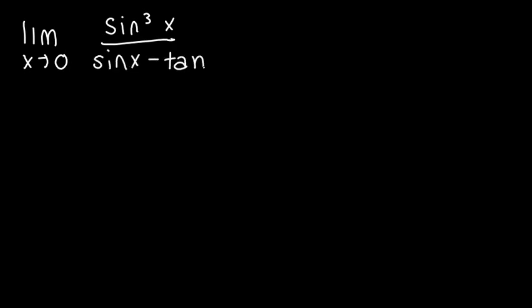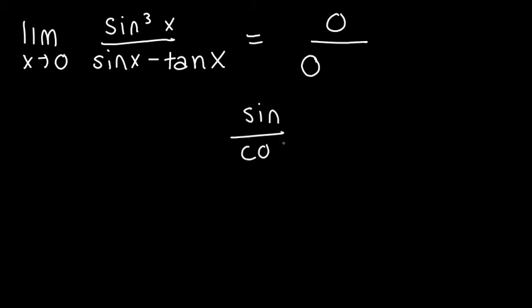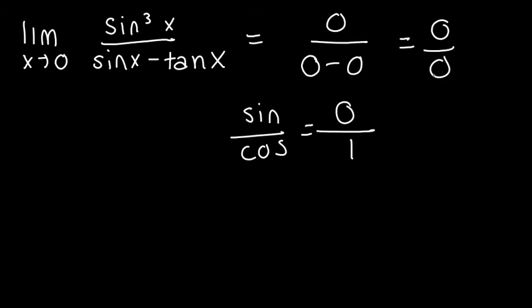Our next question is: what is the limit as x approaches 0 of sine cubed x over sine x minus tangent x? Well, this might seem pretty hard, but let's first do our direct substitution, as always. The top is 0, and on the bottom we have 0, since sine over cosine is equal to tangent. The sine here is equal to 0, and the cosine is equal to 1, so it's just equal to 0. So we just have a regular 0 over 0 indeterminate form.